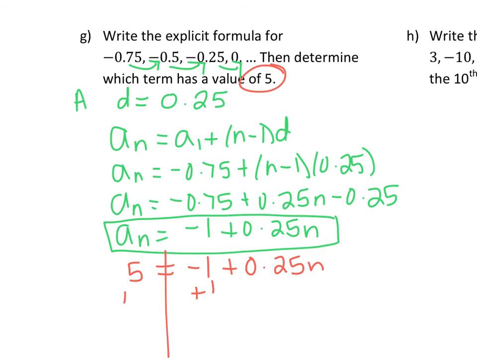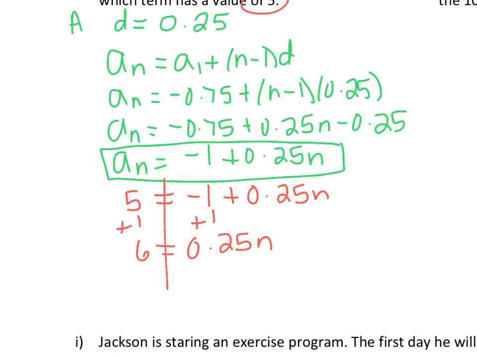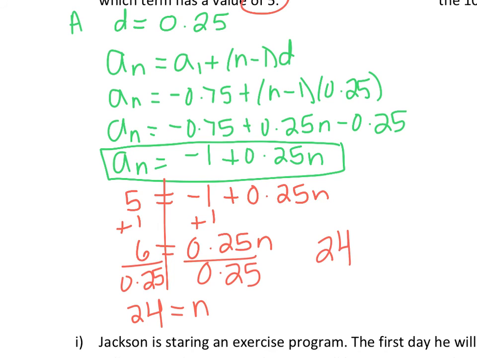Add 1. 6 equals 0.25n. Divide by 0.25. And we get 24 equals n. So this would be the 24th term.